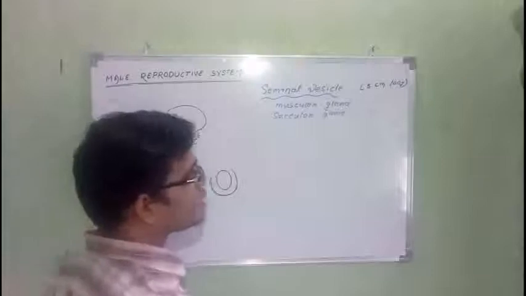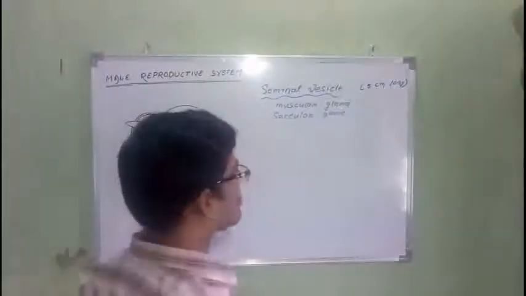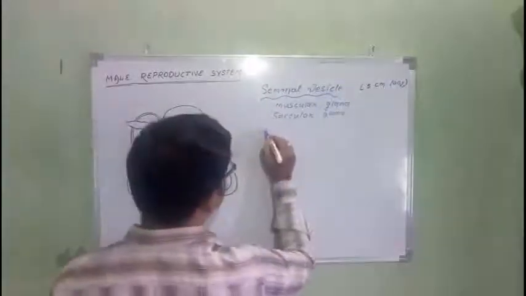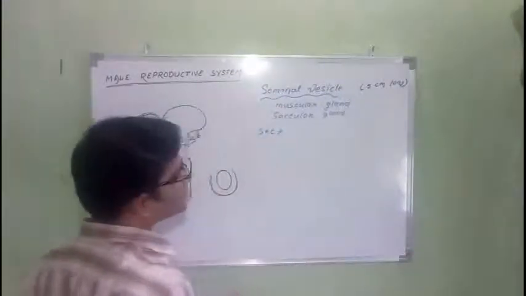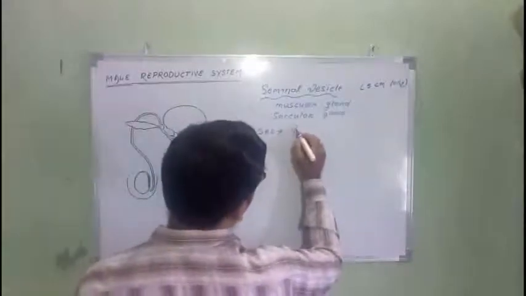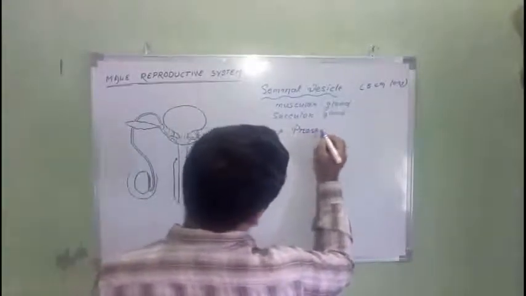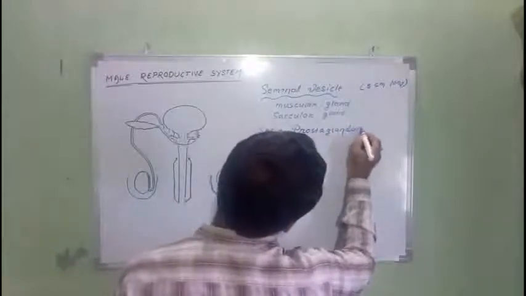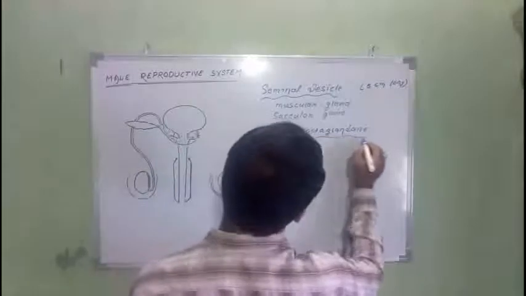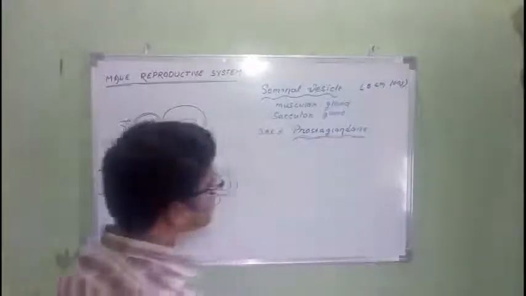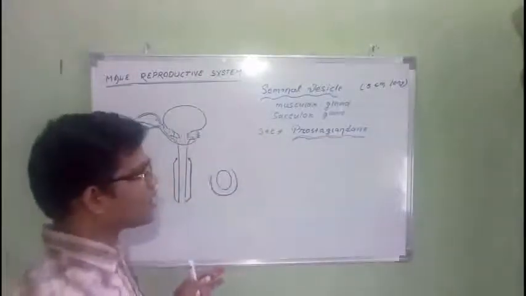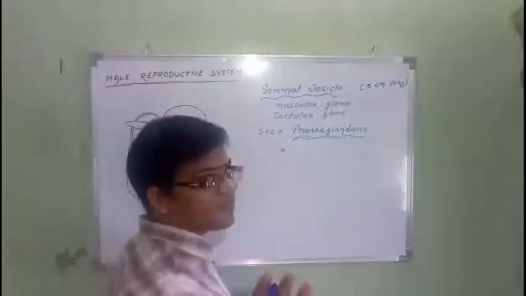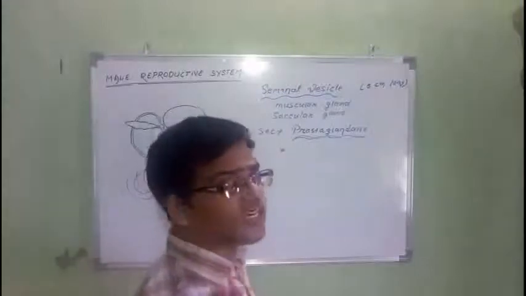Actually, the seminal vesicle secretes one kind of substance. In the secretion from the seminal vesicle, one substance is present, and its name is prostaglandin. You must remember that, prostaglandin. This substance is found in the secretion of the seminal vesicle. And what is the function of prostaglandin? Its function is that it makes sperm active.